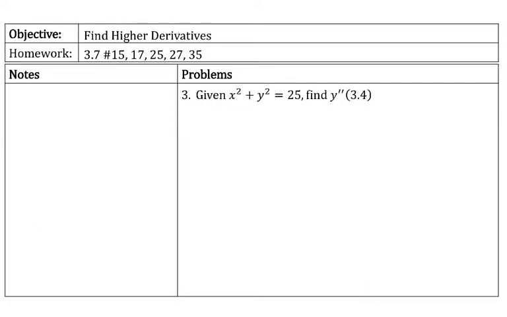Now here we have an implicit differentiation function, and it's asking us to find our second derivative here for y double prime. So the first thing we're going to do is find y prime. And that's going to be, as we've done this one before, 2x plus 2y times y prime equals 0. Cancel out and simplify, and we get y prime is equal to negative x over y.